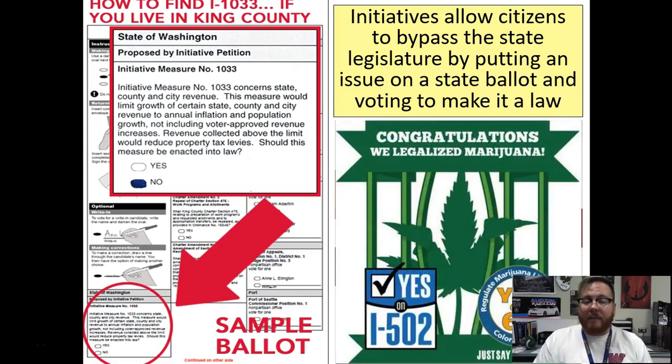One of the most famous examples of this, of course, is the legalization of marijuana in various states like Colorado. This was put on a ballot. It was a ballot initiative, and the people in Colorado voted to legalize marijuana. And there you go.